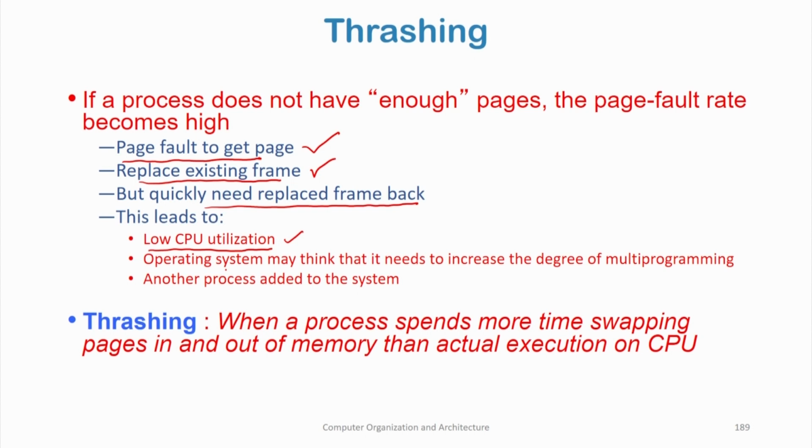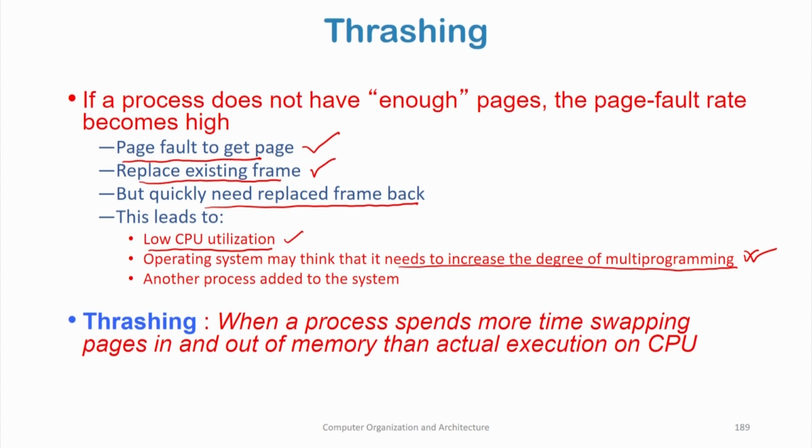Another problem, especially for early operating systems, was a grave one: the operating system may think that it needs to increase the degree of multiprogramming. Why? Because the CPU utilization has reduced. Why has the CPU utilization reduced?